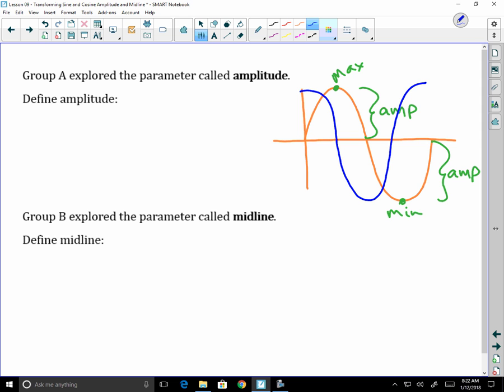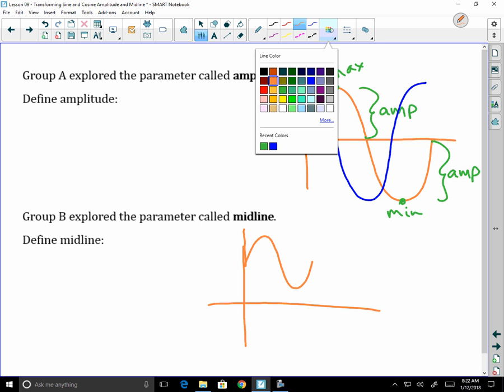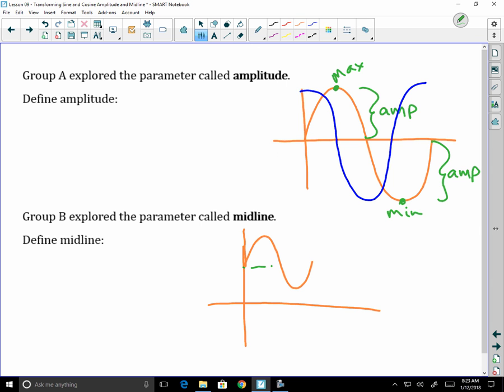Okay. The other parameter that we looked at was midline, which again we can look at graphically here. So the midline is where the middle of the graph is. For example, if I have a sine curve that looks like this, the midline winds up being that line that cuts the graph in half. Notice the amplitude is still from the top to the middle, and then the midline winds up being right in the middle. So these two parameters are linked together, because to find the midline, you need to know the amplitude, or if you know the amplitude, you can find the midline. You need to know one or the other.